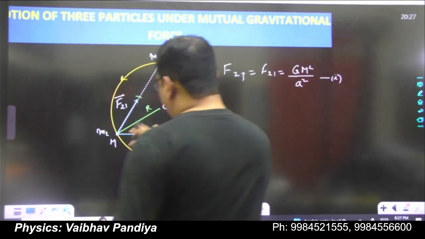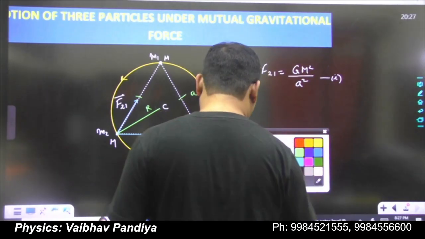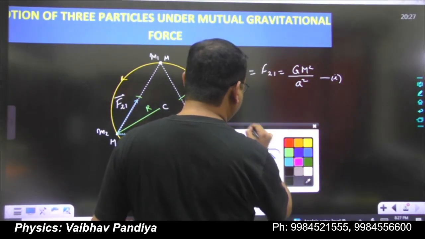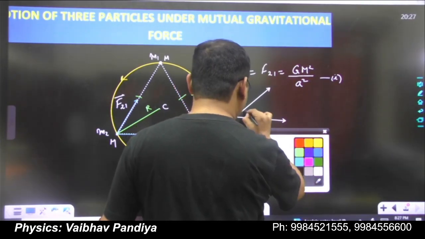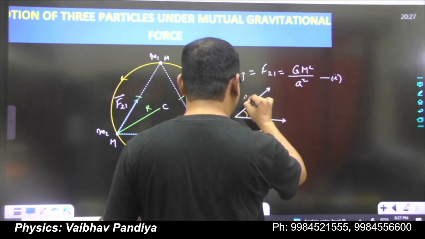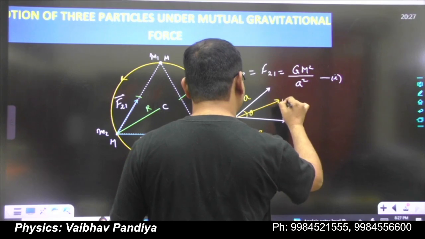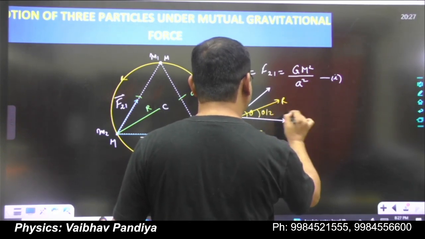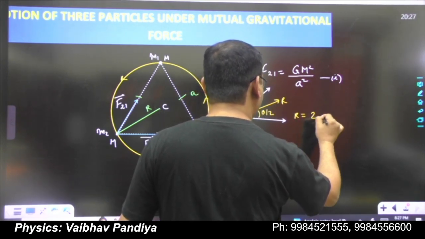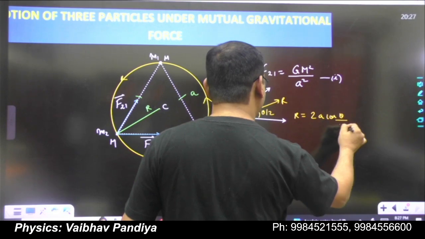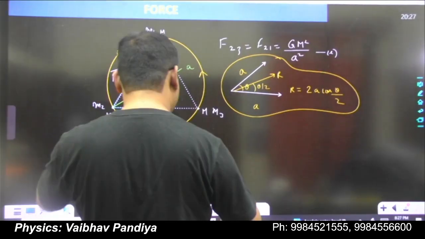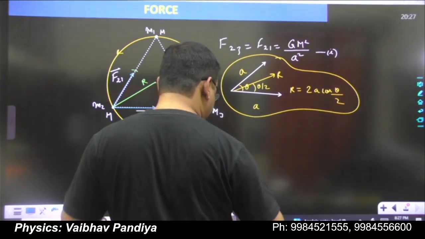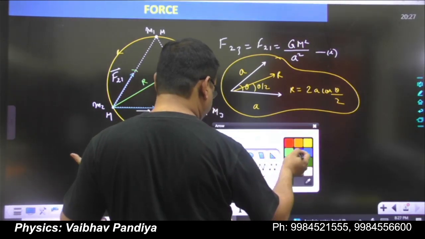Now what will be the net force? So we have the case of two vectors of equal magnitude, and we know that when two vectors A and A have the same magnitude, the resultant at angle theta is 2A cos theta by 2. So you can apply this formula in this case. The resultant force will be acting towards the center of the circle, correct?